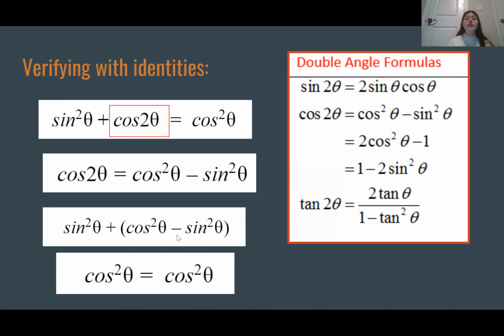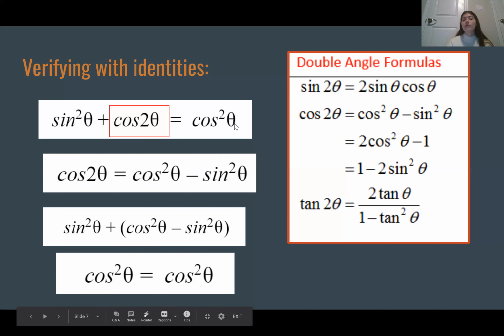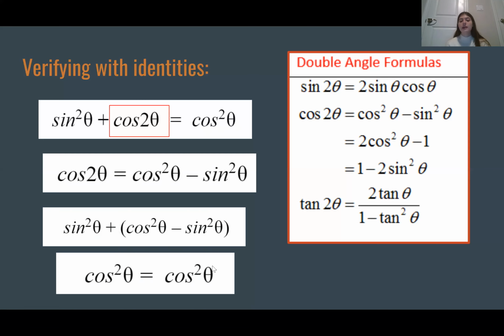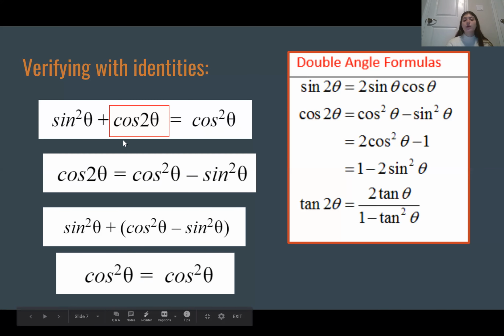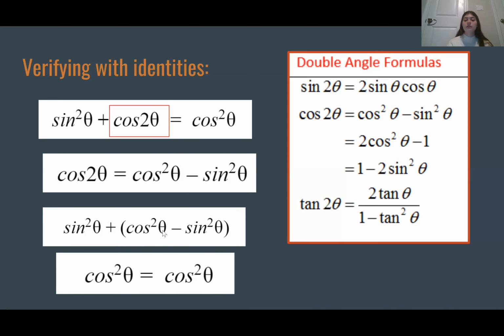And now that all we're left with is cosine squared theta for the left side of our equation, we've gone full circle and we have made it equal to the right side of our equation. So cosine squared theta equals cosine squared theta. And we did it. You see? So this was a simple one. This was only 3 steps. All we did was identify the double angle identity, and then we substituted it in. The signs canceled out, and cosine squared theta equals cosine squared theta.